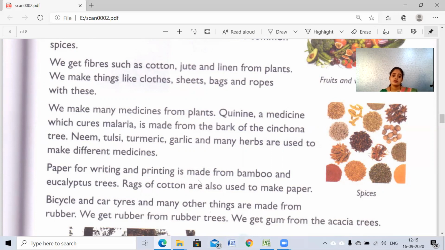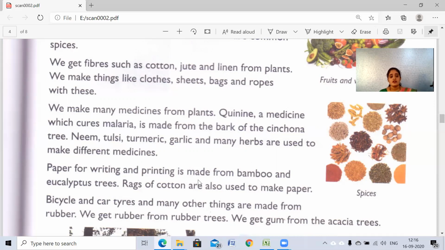And next, for what else do we depend upon plants? We make many medicines from plants. Some of the plants from which we get medicine, we call medicinal plants. Commonly we use turmeric as a medicinal plant, isn't it? Tulsi, neem, ginger, etc. we use as medicinal plants. The plants have certain medicinal value. We call them medicinal plants.